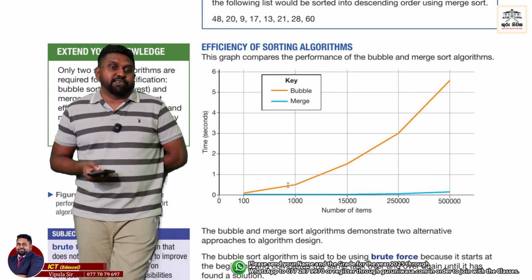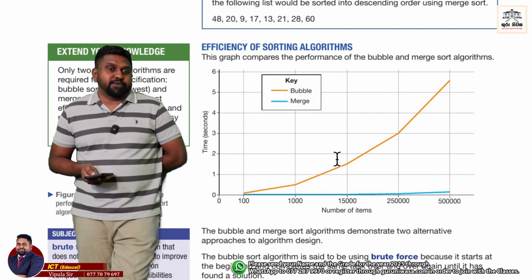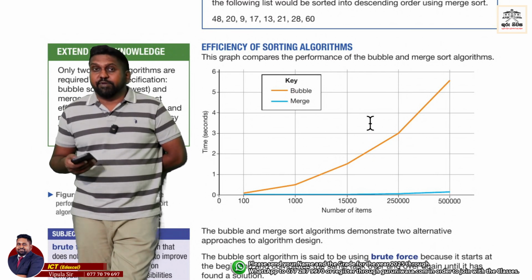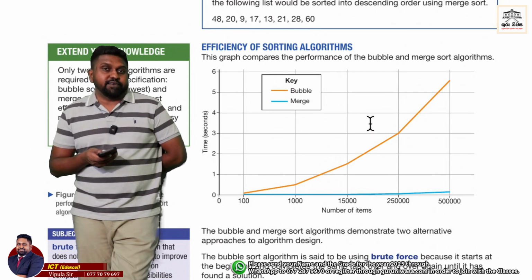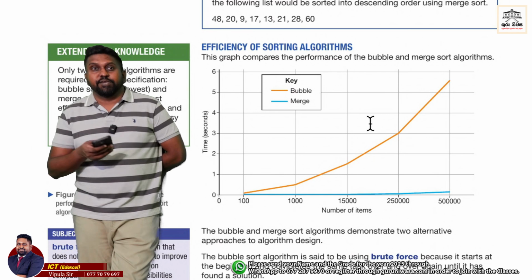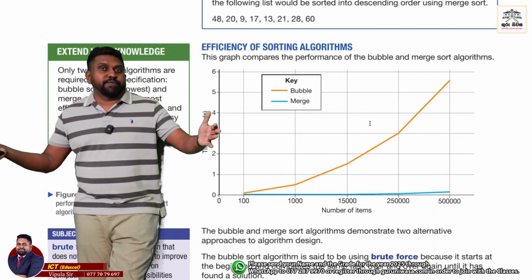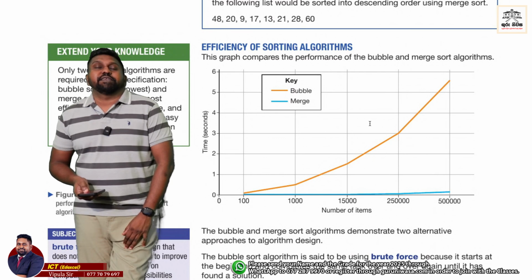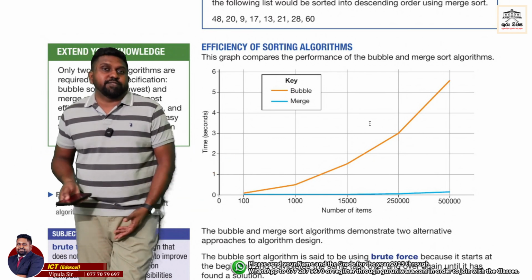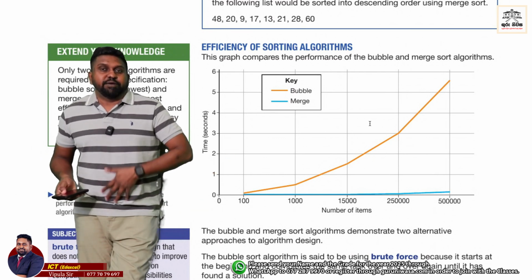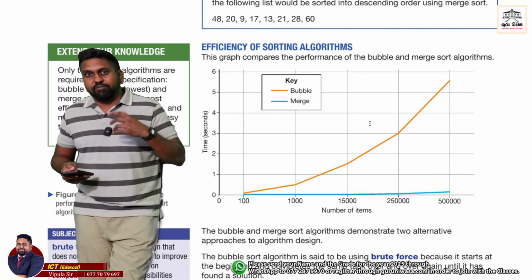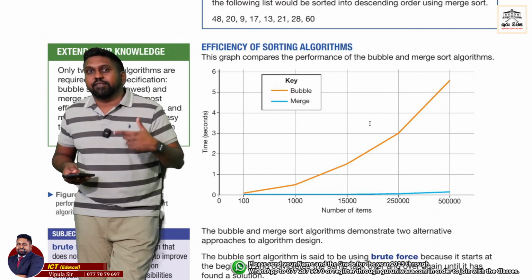But in bubble sort, what happens is that it goes through all the items. Let's say you have 100,000 items, then bubble sort will literally loop 100,000 times.